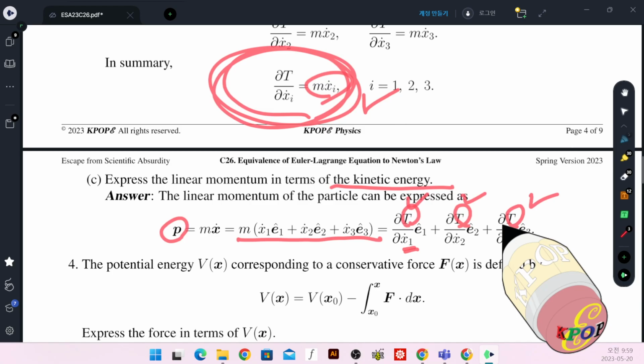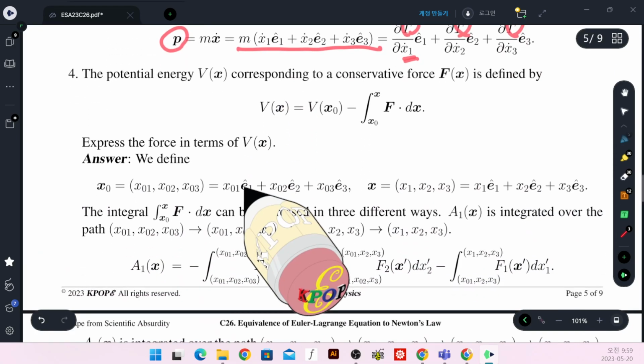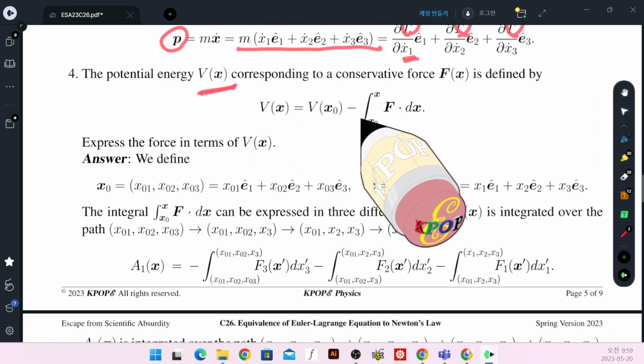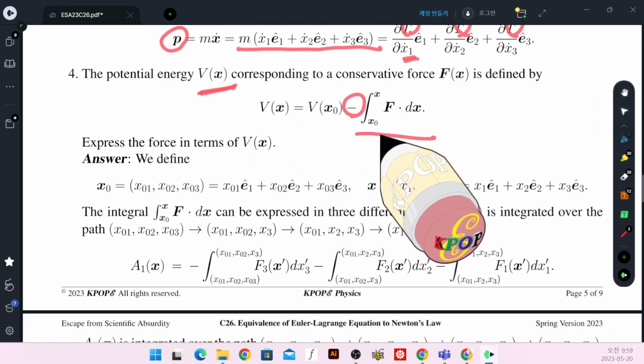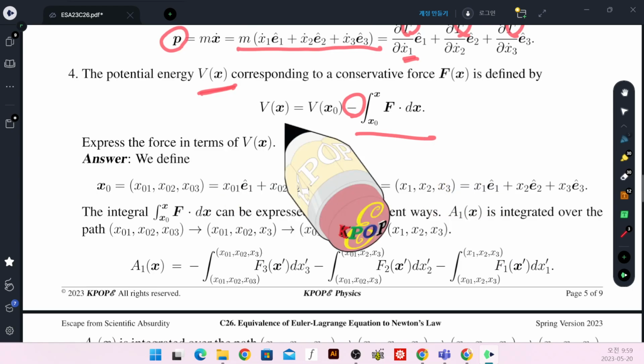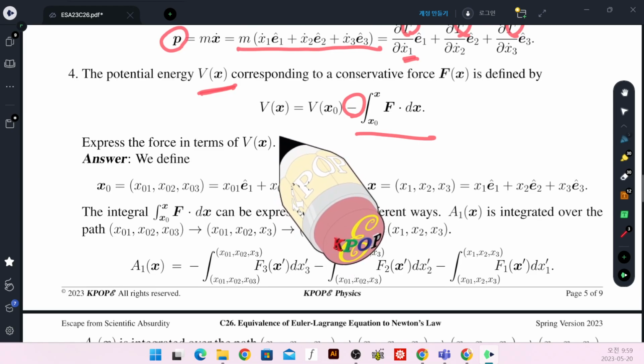What about the other part, that is, force? Potential energy is defined as the negative of the work done by a conservative force. If it is not a conservative force, there is no way to compute the potential energy. So let us restrict ourselves to the case where the force is conservative.